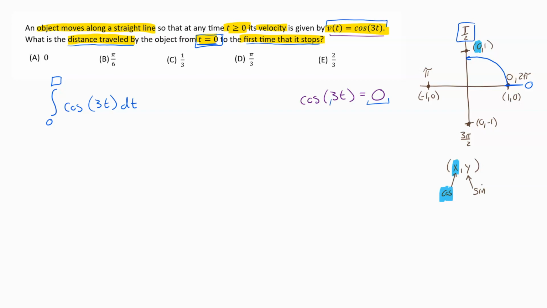So we need this inside piece, 3t, to equal pi over 2, and that's when we run into a velocity of 0. That's when we'll be stopped for the first time. It's not pi over 2, remember, because there is a 3t going on inside here. So we need to know when 3t equals pi over 2, and to get that, we just solve for t. We multiply by 1/3, and we get t equals pi over 2 times 1/3, which is pi over 6. So that is now going to be our upper bound on our integral.